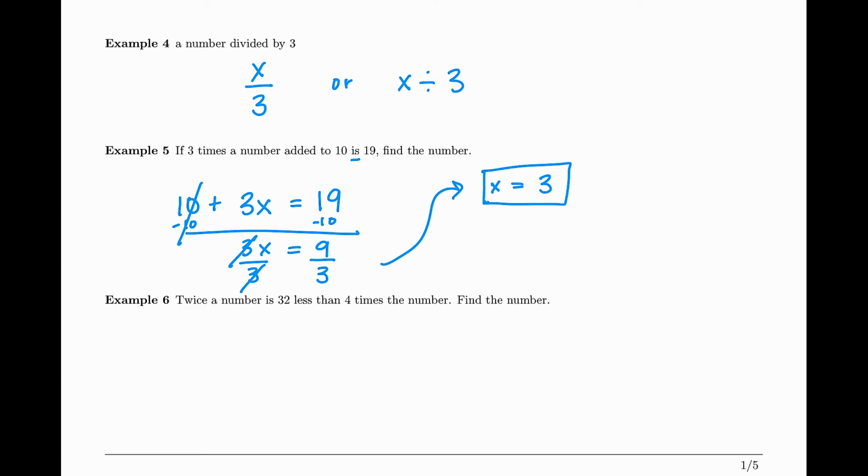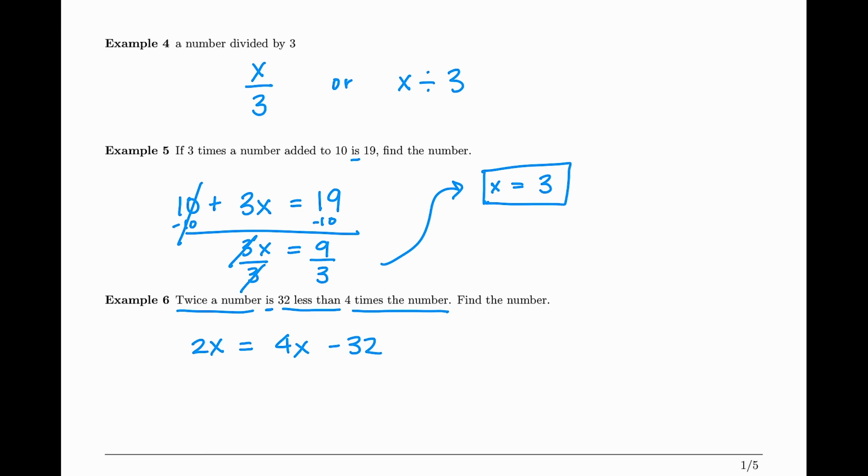We now look at example 6. It says twice a number is 32 less than 4 times the number. So let's start here. Twice a number, we'll call that 2x, and "is" is our clue for an equal sign. 32 less than something, well, that means whatever we have, we need to take 32 away from it. So we're taking 32 away from 4 times the number. So we'll have a 4x. So what do we have? Twice a number is 32 less than 4 times the number.